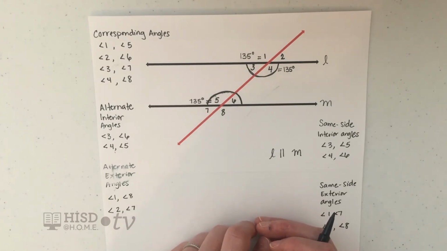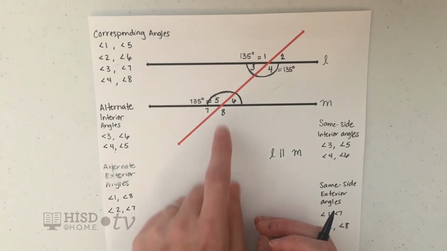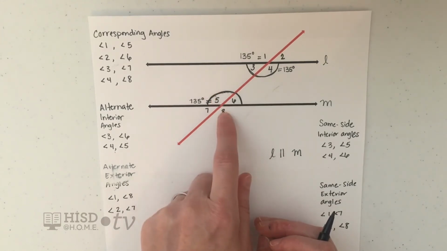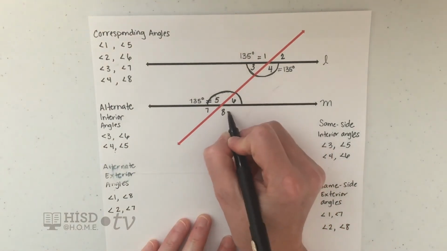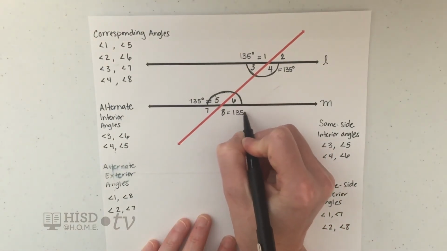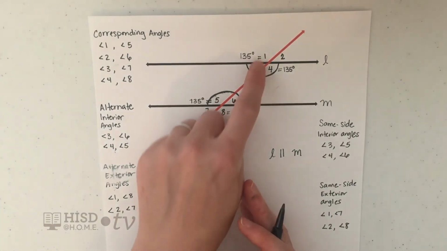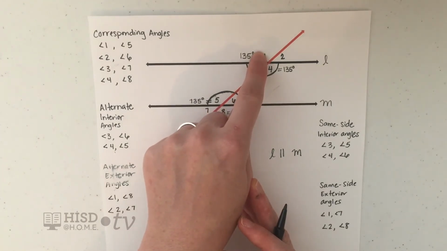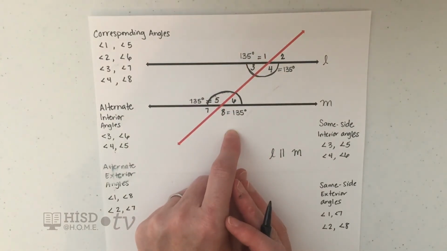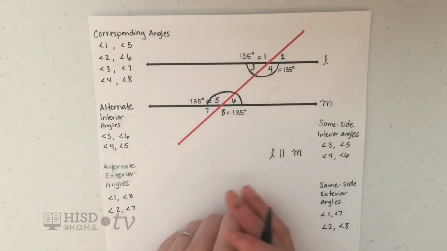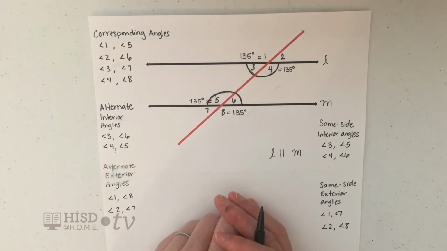Now, based on what we just said, in terms of vertical angles, you might notice that angle 5 and angle 8 are vertical angles, and vertical angles are congruent. So we know that angle 8 is also 135 degrees. We also know that angle 8 and angle 1 are alternate exterior angles, and alternate exterior angles are congruent. So that just confirms that angle 8 is 135 degrees.